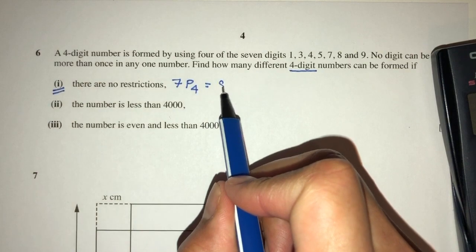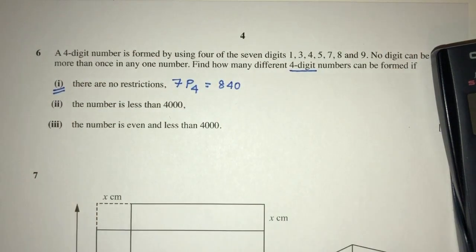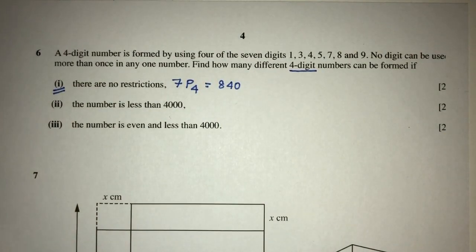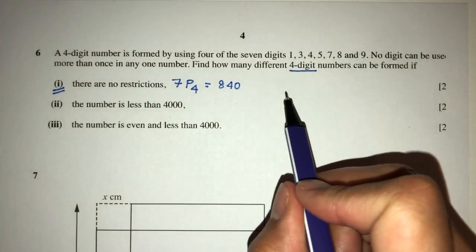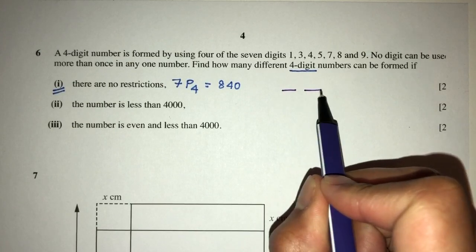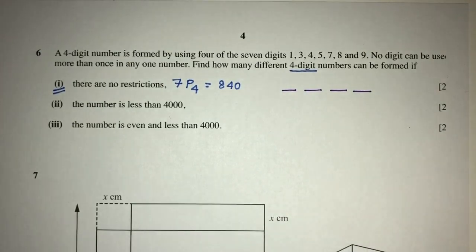That will be 840. Now this one is the formula method, but as always, you can always go back to use the logical method. So we have 7 numbers, which are all different, and we have to choose 1, 2, 3, and 4 from them.